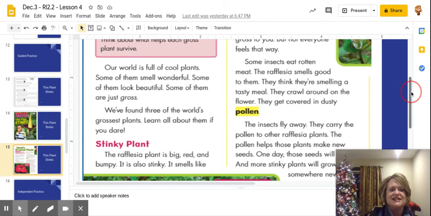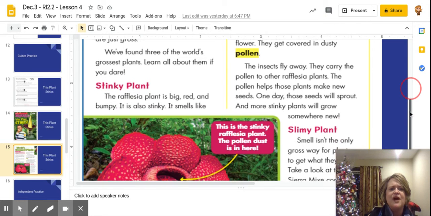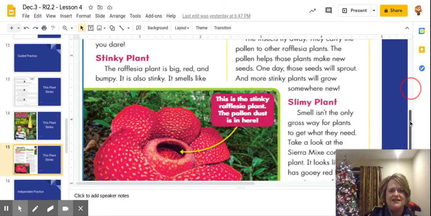It says the insects fly away and they carry the pollen to other Rafflesia plants, and the pollen helps these plants make new seeds. One day, those seeds will sprout, and they will make more stinky plants to grow somewhere new. So here is a picture of the Rafflesia plant, and it has pollen dust way down in here, and they are pollinating all of the plants.